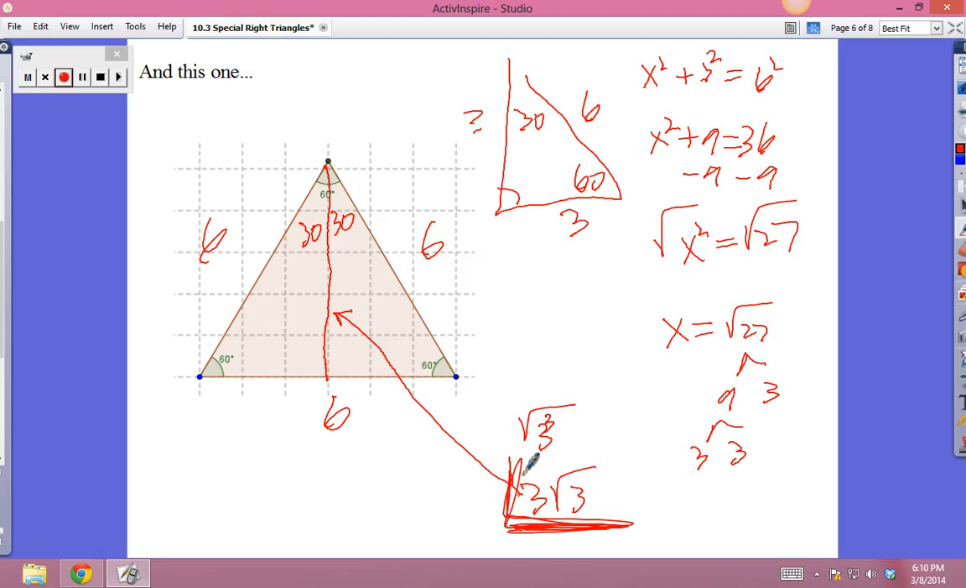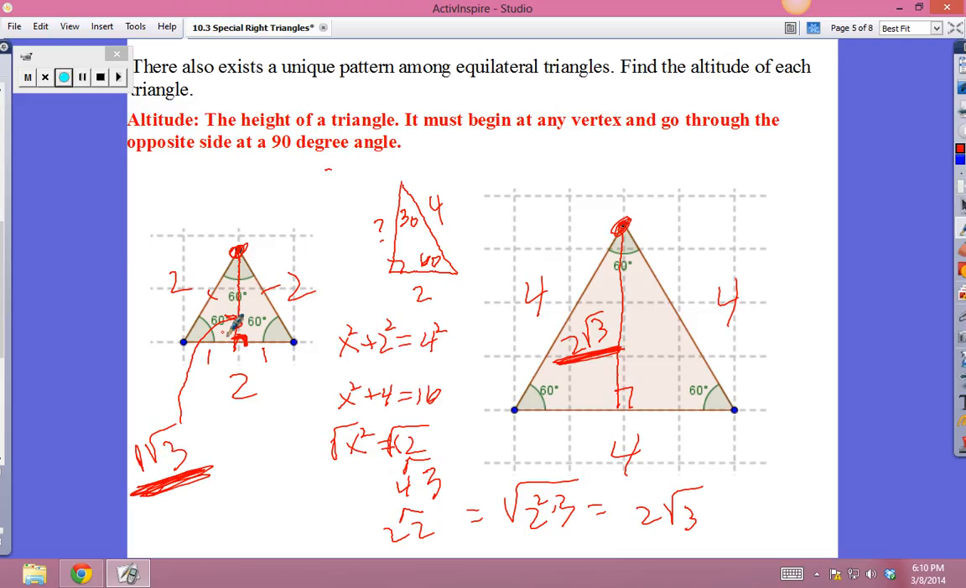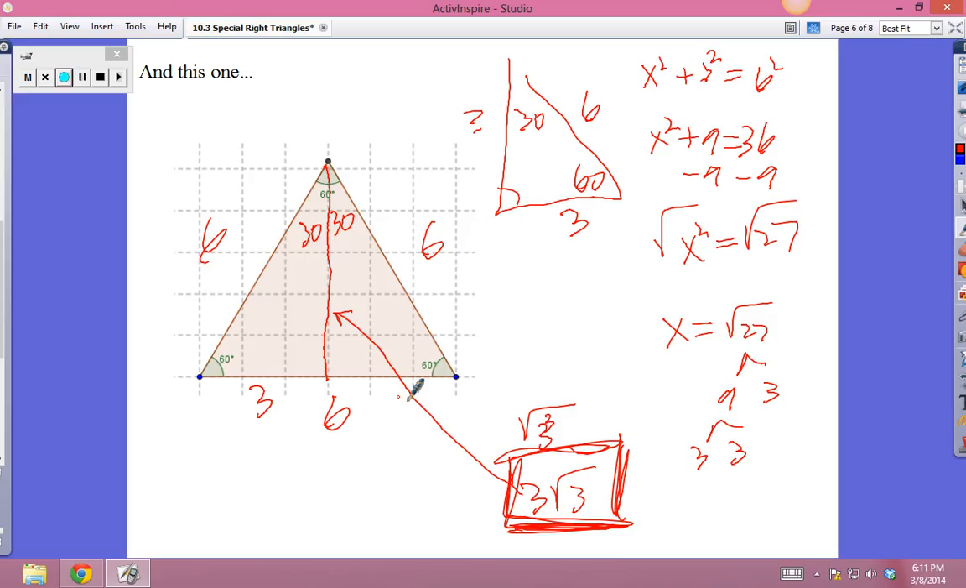So the pattern on a 6 by 6, it's 3 square roots of 3. This one was 2 square roots of 3, and this one was 1 square root of 3. So it's always going to be the square root of 3, and it is always going to be half of your sides. So if your sides are 6, half of it's going to be 3 and a 3. And then we've got 3 square roots of 3 tall.